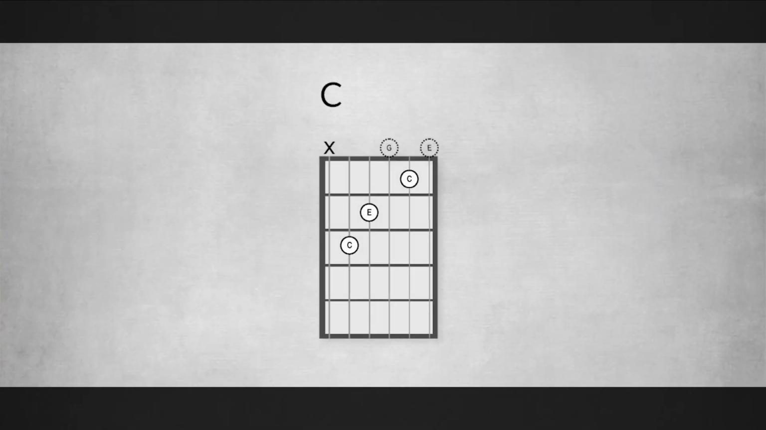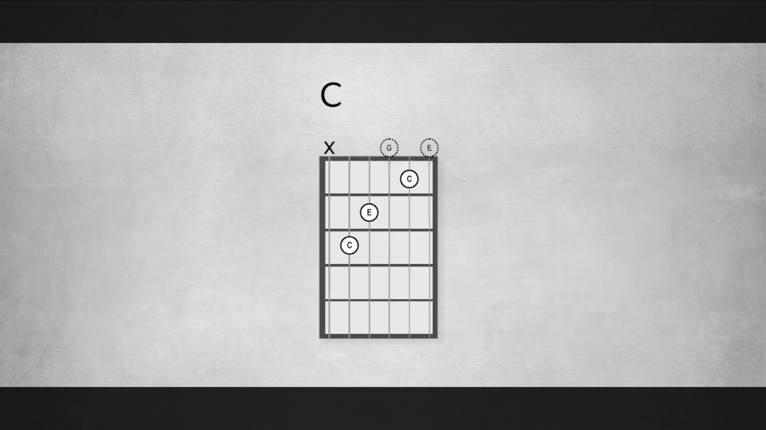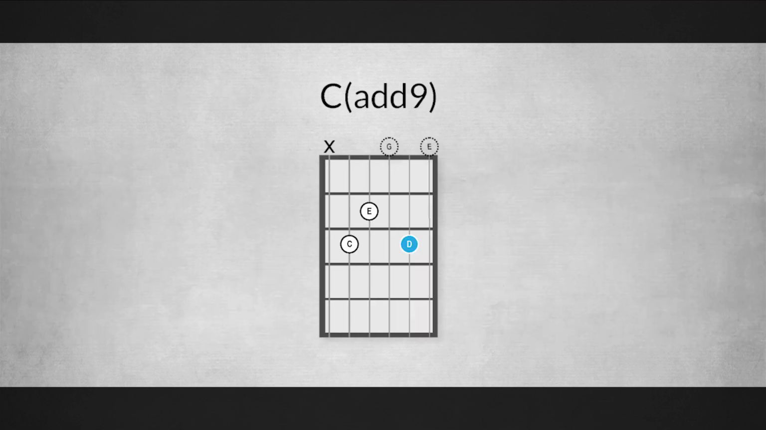Now let's first listen to the C chord without the addition. This sounds like this. Now let's add the 9th to the C chord and see how this sounds. So that's the difference, right? C chord, C add 9.